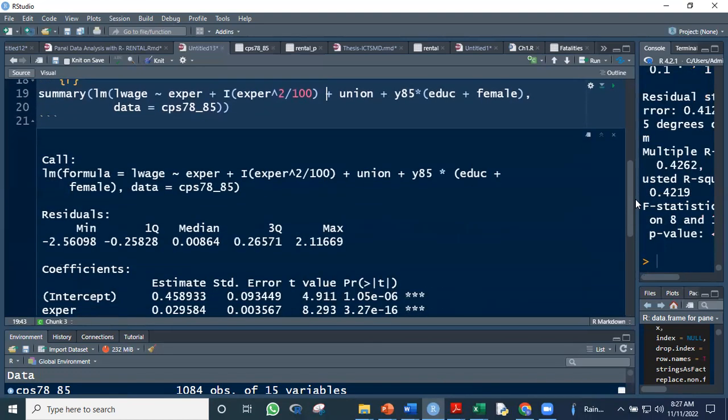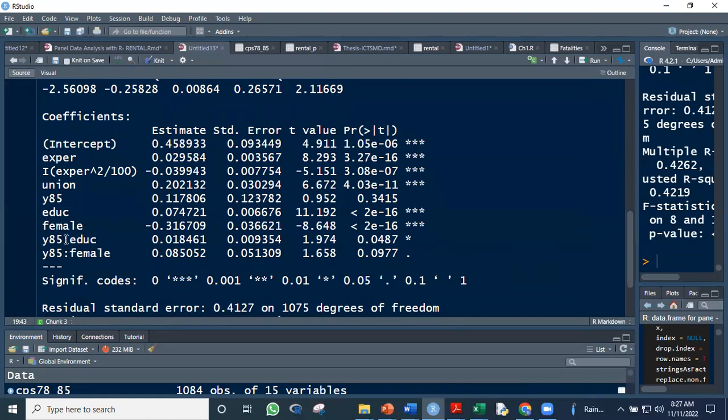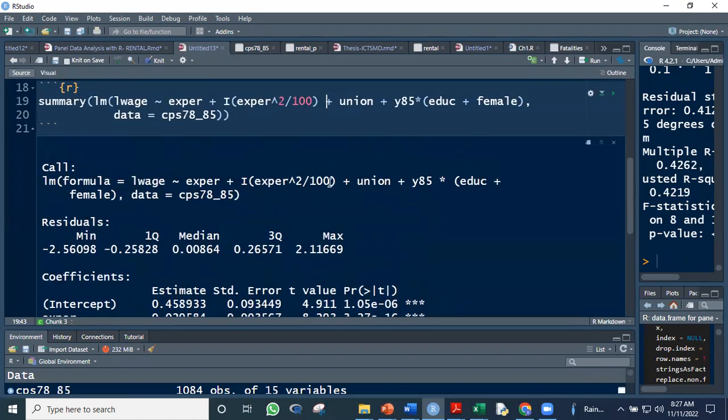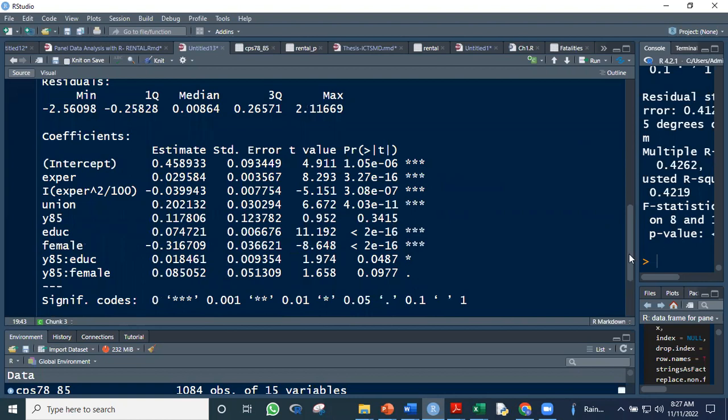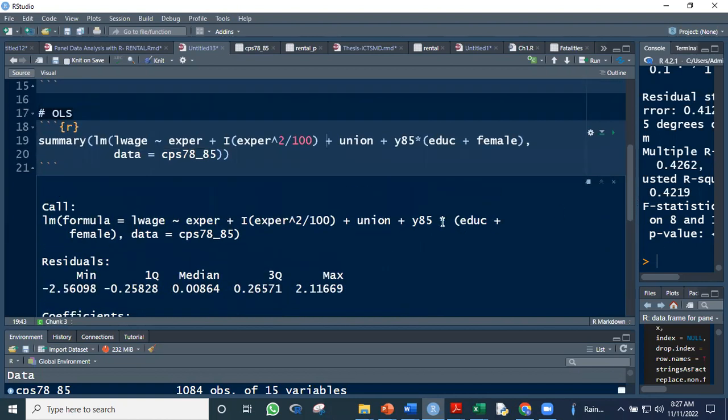There. Take note of the results. So notice this one, itong y85 times education plus female, it will include education, it will include female, it will include y85 times education, it will include y85 times female. And also it will include y85. So the use of this, yung times na to, it will include yung mga variables niya, yung y85, yung education, yung female, at saka yung interactions nila.